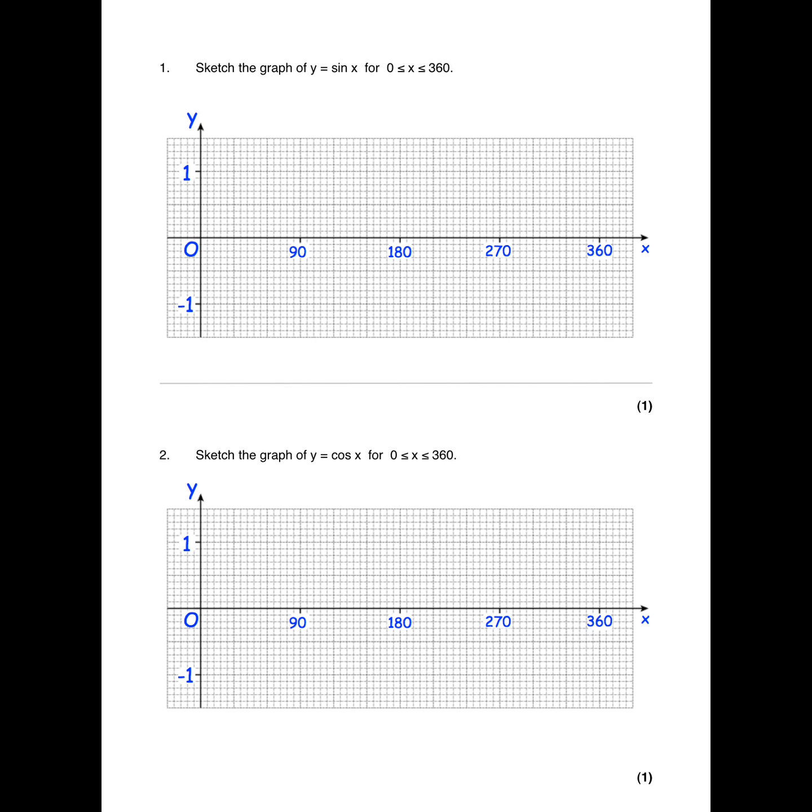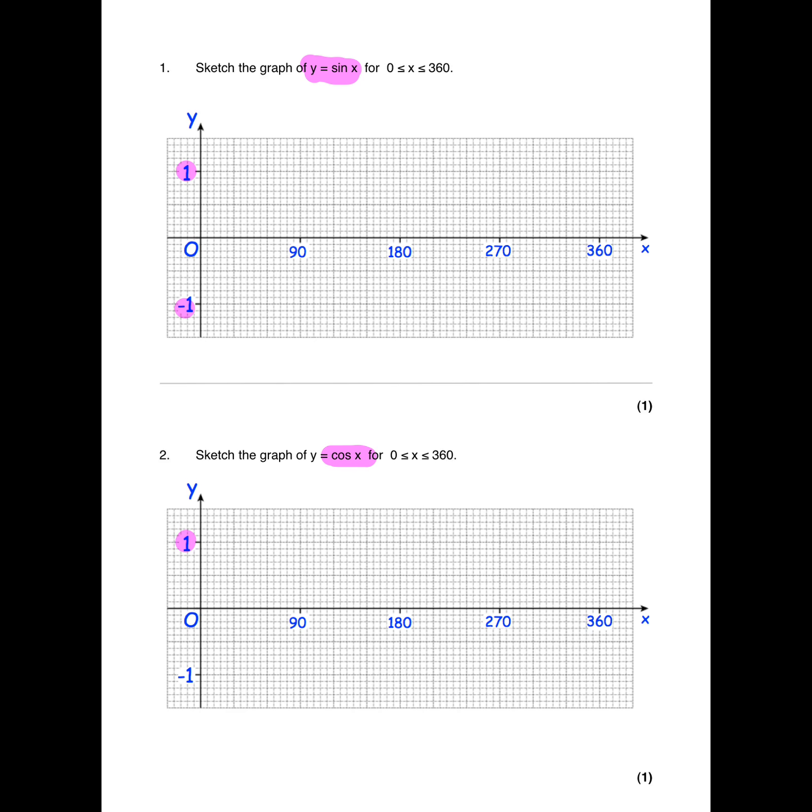The sine graph and the cos graph are quite predictable in shape because they're both a wave graph and they have quite strong properties. For example, the sine graph here, the first one, has a maximum value of 1 and a minimum value of -1. And in a similar way, the cos graph here also has a maximum value of 1 and a minimum value of -1.